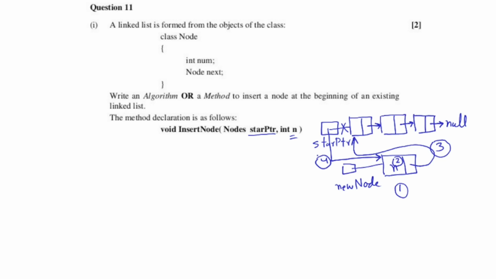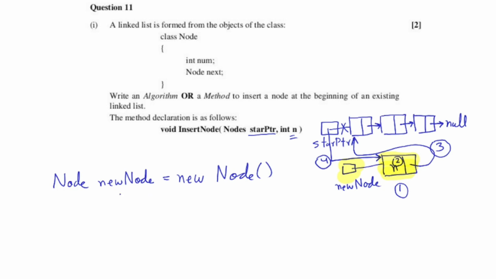Let's try to write the code for the same. Name of the class is Node. So we'll say that Node newNode. You can call it temp, p, q, whatever you want. Node newNode is equal to new Node. This will allocate memory for the node. That is, this will create this portion. And then the reference variable will be stored in the variable newNode.